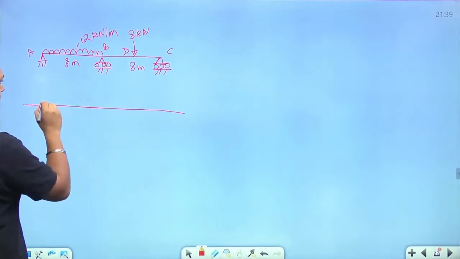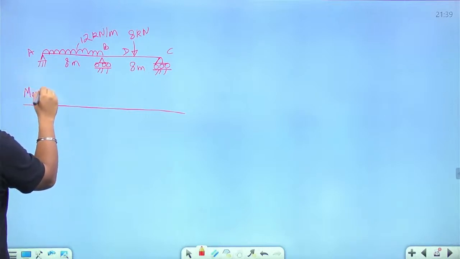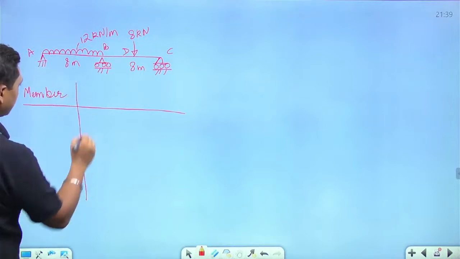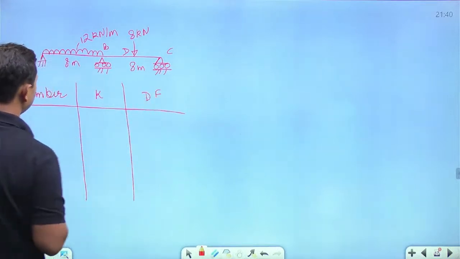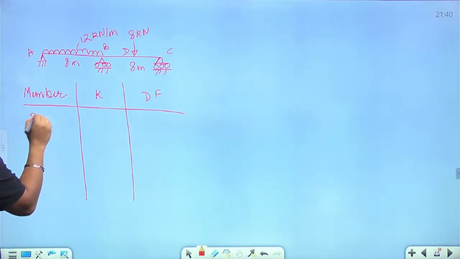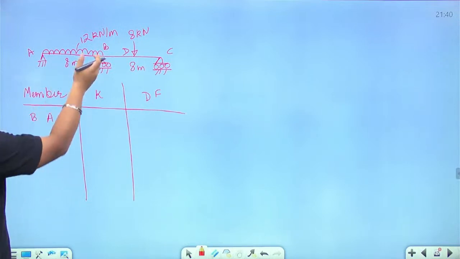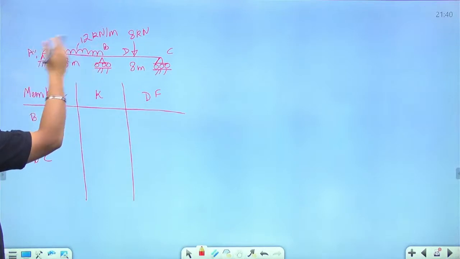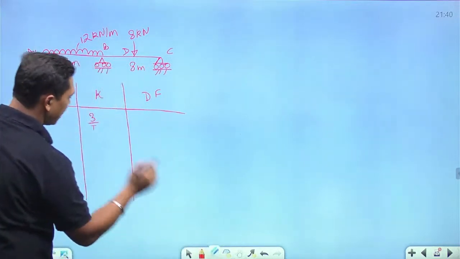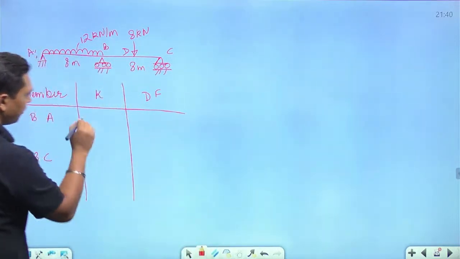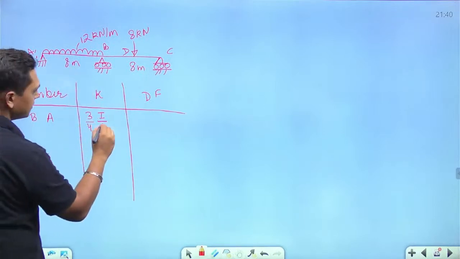So in our joint B, we have our member, our stiffness factor, and then final distribution factor. So at joint B, we have member BA and BC. Now in the member BA, the far end is pinned. So when the far end is pinned, the stiffness is 3 by 4 I by L, with length 8 meters.